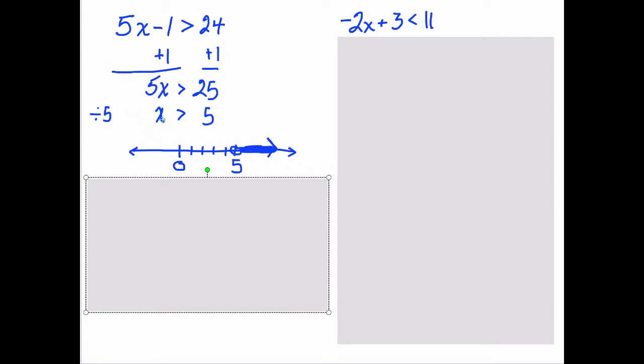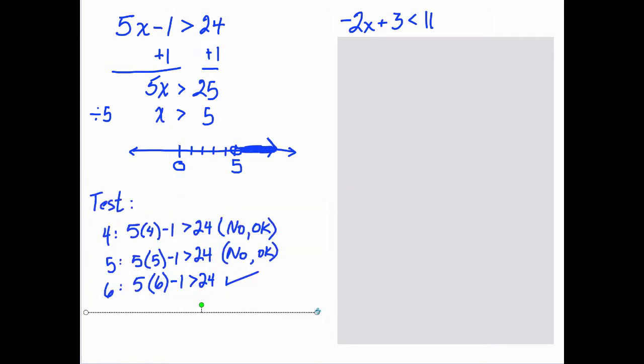So a number greater than 5 should make this true. A number less than 5 should make it false. And if we do those tests, we'll see in fact that it's true. A number greater than 5 makes this true. That's 30 minus 1, that's 29 is greater than 24. That's correct. The number 5 should not make this true. 5 times 5 is 25, minus 1 is 24. Is 24 greater than 24? No, but that's okay because 5 should not work.